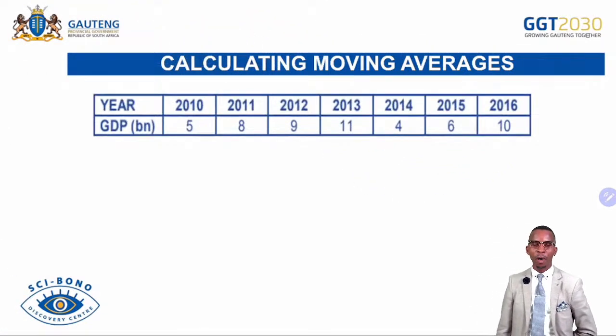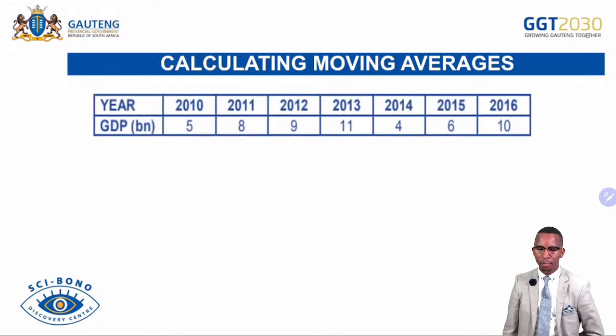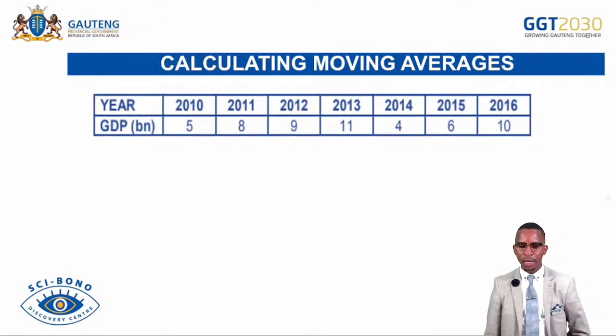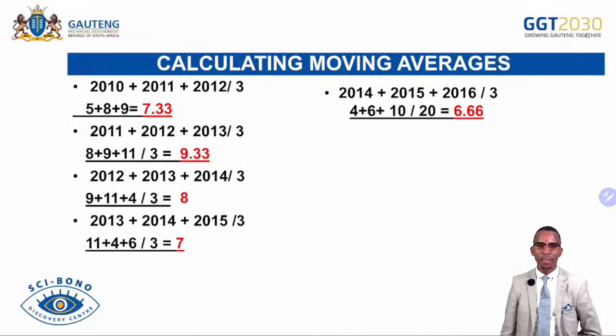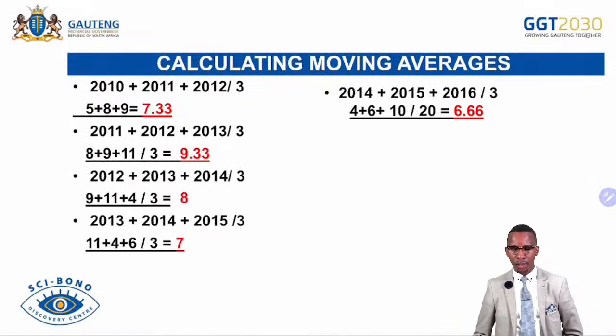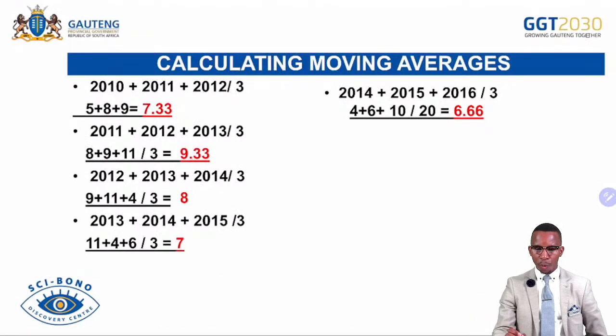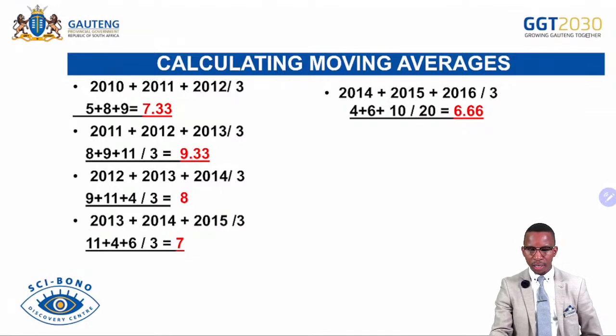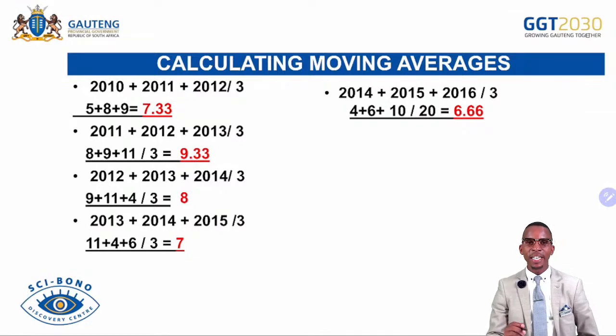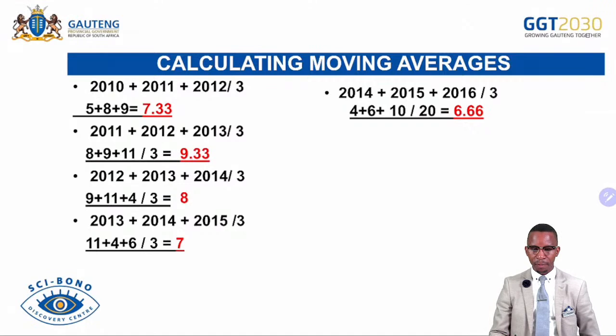Here is information from one of our final examination question papers. We are given this data, then learners had to calculate moving averages. So how do we calculate? Let's see. We have 2010, 2011, and 2012 divided by 3 because we are using a period of 3 years. So 2010 was 5, 2011 was 11, 2012 was 9. So you add these and then divide by 3. The moving average was 7.33.